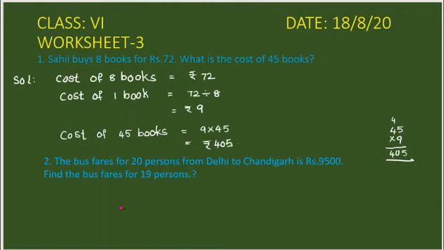The bus fare for 20 persons from Delhi to Chandigarh is rupees 9,500. It is asked to find the bus fare for 19 persons. Here the bus fare for 20 persons has been given. It is asked to find the bus fare for 19 persons. So let us find the bus fare for one person. From that we can find the bus fare for 19 persons. Now let us start the solution.